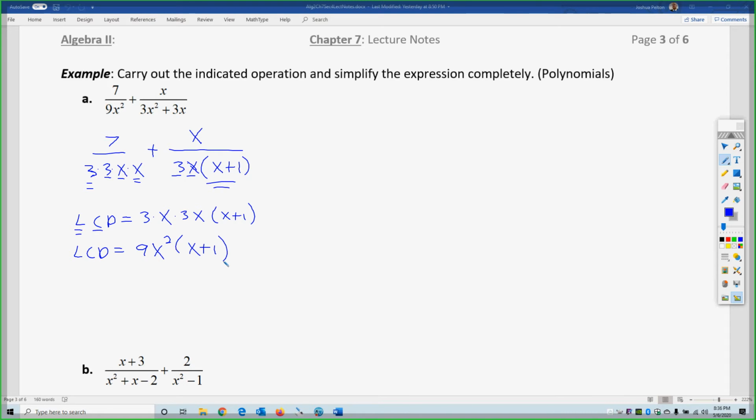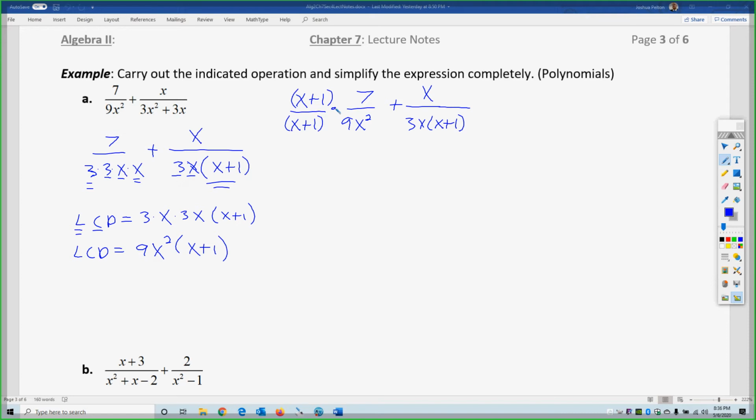Okay, so same strategy, rewrite the problem. 7 over 9x squared plus x over, and we'll keep it in factored form, which is what you should do, 3x times x plus 1. So don't take the original in this case, take the factored form, except for the monomials, multiply those back together. The first one, 7 over 9x squared, is missing an x plus 1 to get the lowest common denominator. So we'll multiply by 1 fraction, equivalent to get that.